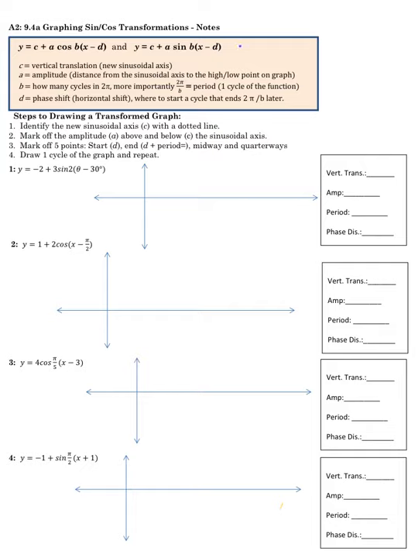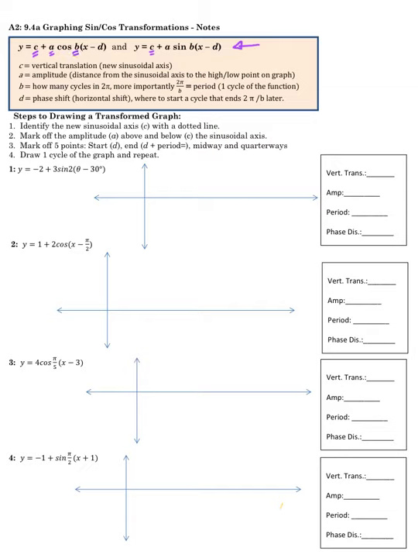Up here you have the general form with all the transformations. This first C, which sometimes they add at the end of the function, represents your new sinusoidal axis. That is where your x-axis gets moved up or down depending on what C is. A represents your amplitude. So remember, that's the distance from your sinusoidal, how high, how low you go.